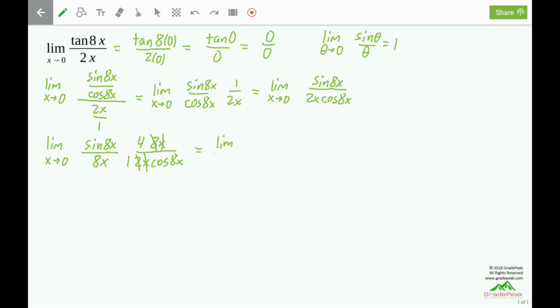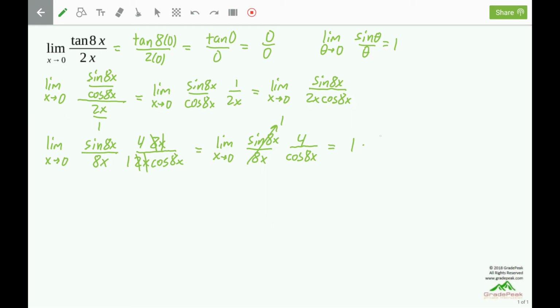So what we have left is limit as x goes to 0 of the sine of 8x divided by 8x times 4 divided by the cosine of 8x. The first fraction is the perfect identity. We've matched the phase, so that's going to be equal to 1, and we no longer have 0 over 0.